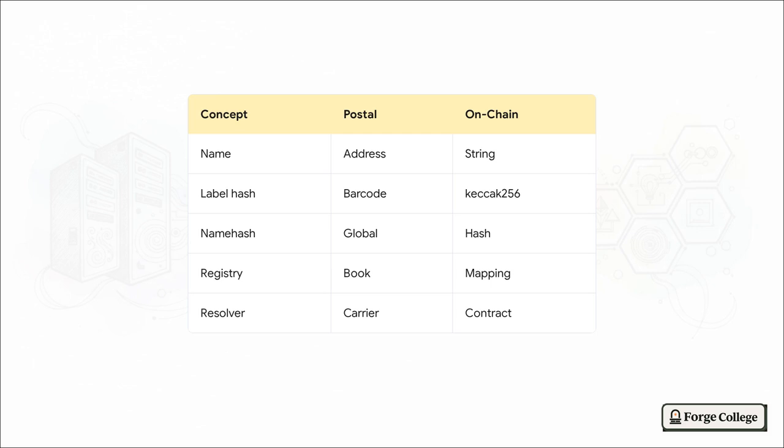A human street address, like alice.eth, transforms into fixed-length barcodes that the network uses to route data. We've got a specific barcode for a single street segment, that's the label hash. Then we have a global barcode for the entire address, that's the name hash. The registry acts as the national address book, and the resolver? Well, that's your local mail carrier. You need both of them to get the mail delivered.